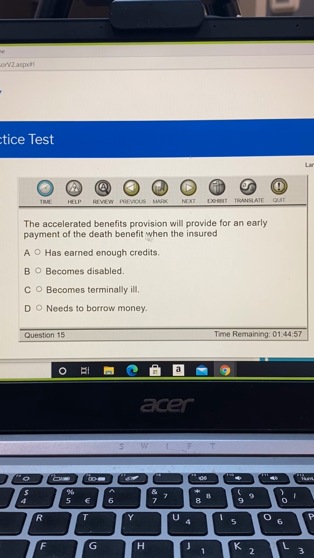The accelerated benefits provision will provide for an early payment of the death benefit when the insured becomes terminally ill. Becomes terminally ill, exactly.